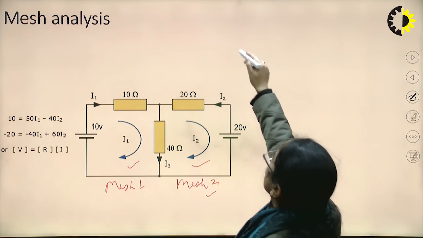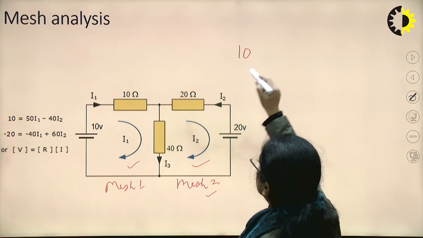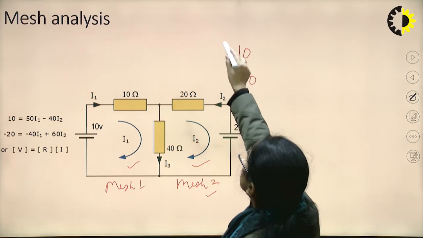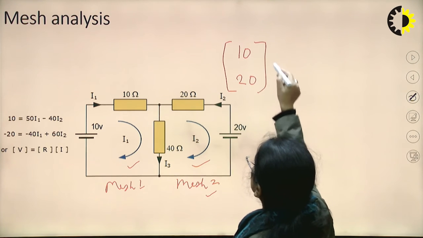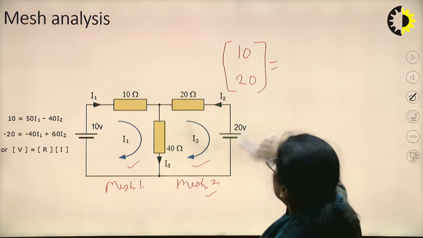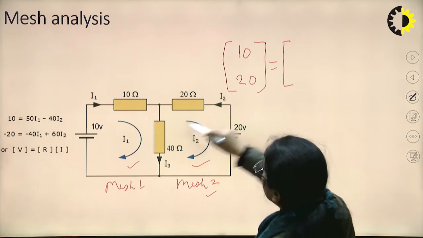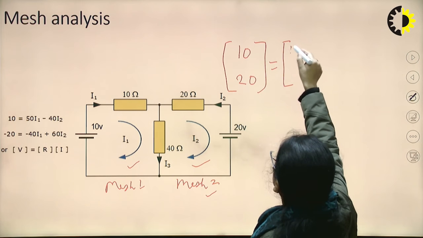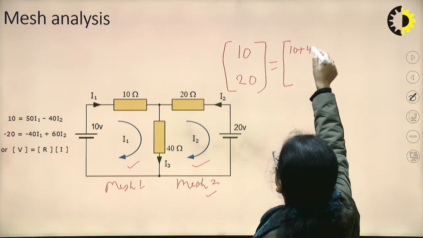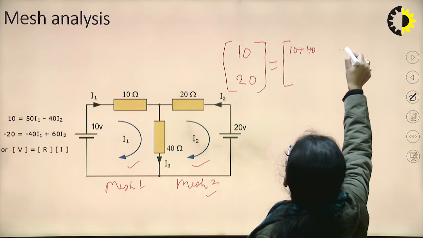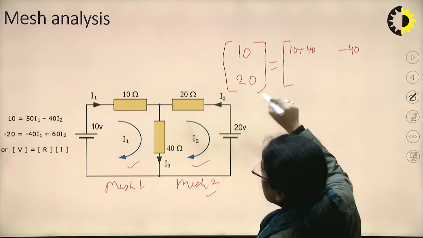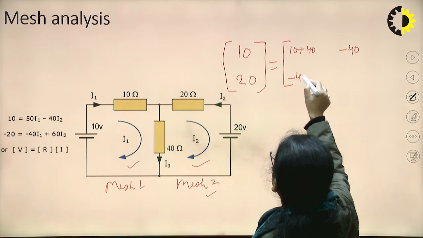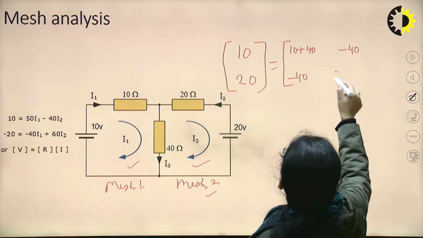So 10 and 20 are the voltage matrix terms. This is the voltage matrix, and this is 10 plus 40, this is minus 40, again this is minus 40, and this is 20 plus 40.